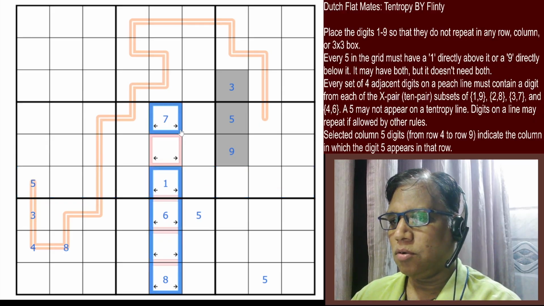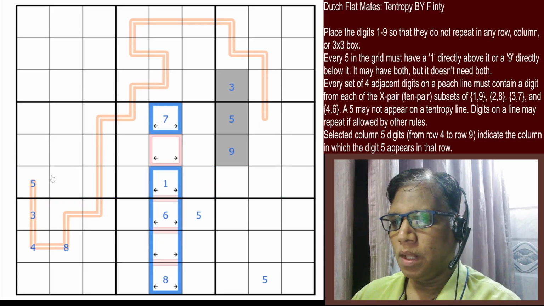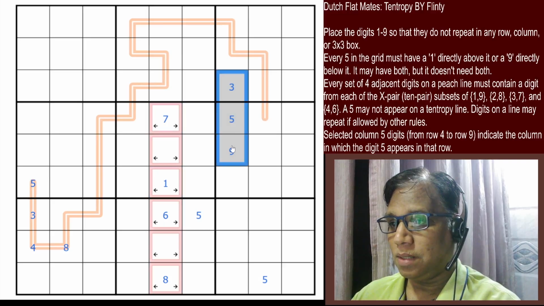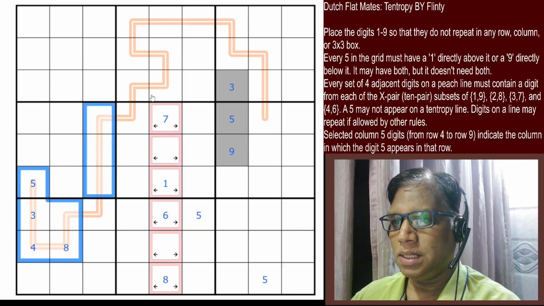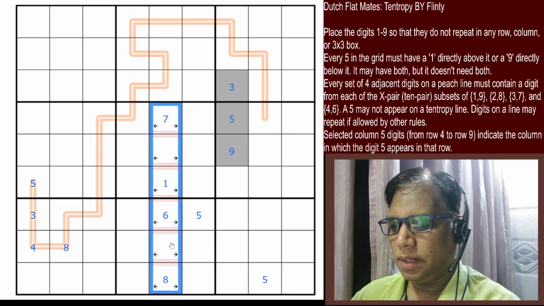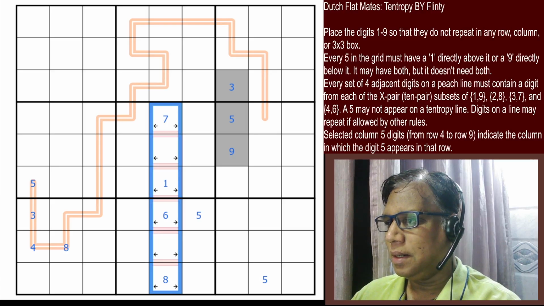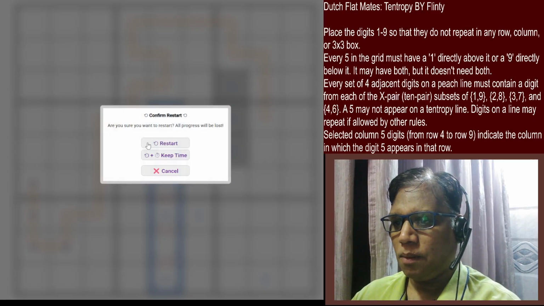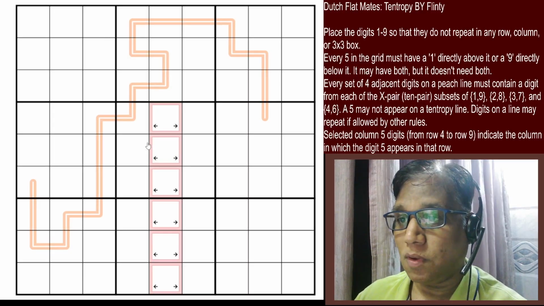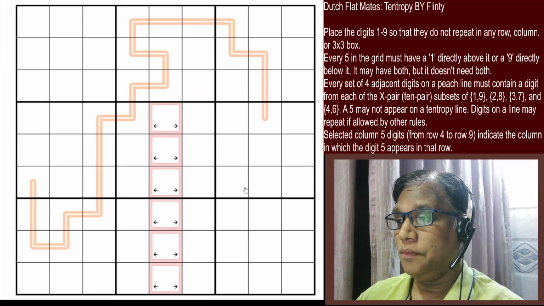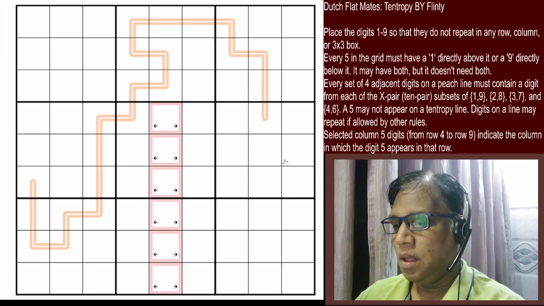So yeah, those are the rules: normal Sudoku rules, then Dutch Flatmates, then this Tentropy line, and indexing. So yeah, with that, let me start. And again, if you are watching this video, that means I was able to solve it. If I can, then I believe anybody can.